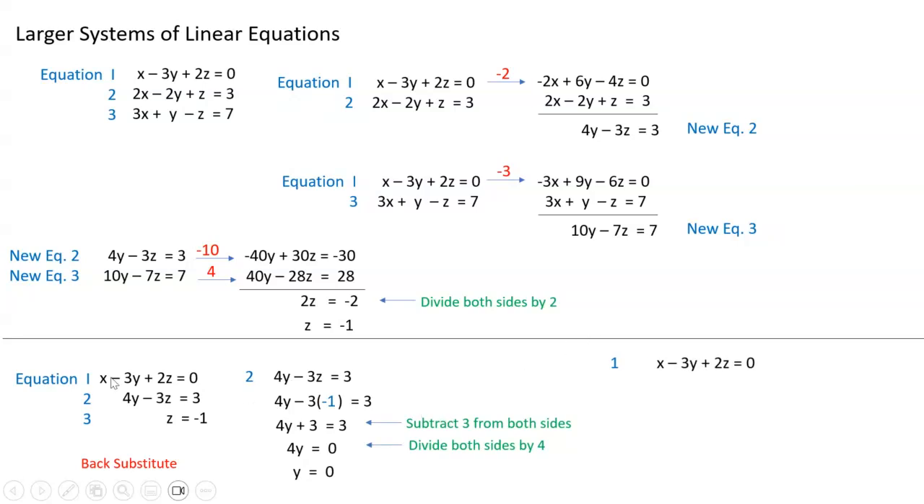So now I go to equation 1. I know the values for y and z: y is 0 and z is -1. So I'm going to plug those values into equation number 1, plugging in 0 for y and -1 for z. This gives us x minus 2 equals 0. Then we add 2 to both sides, so x equals 2. So the answer is x equals 2, y equals 0, and z equals -1. This gives me the point: 2, 0, -1 is my solution.